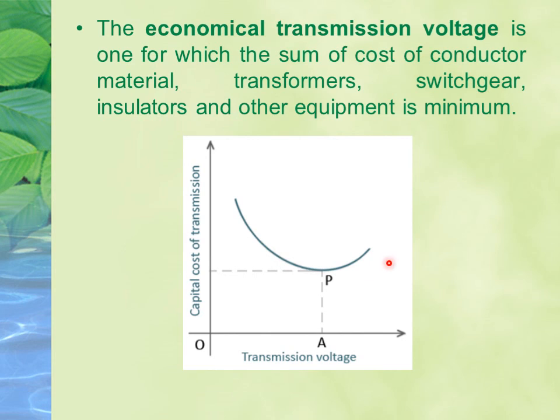This is the optimum curve in which the y-axis shows the capital cost of the transmission and the x-axis shows the transmission voltage. So you will get the optimum transmission voltage only when the cost of all the equipment is low.